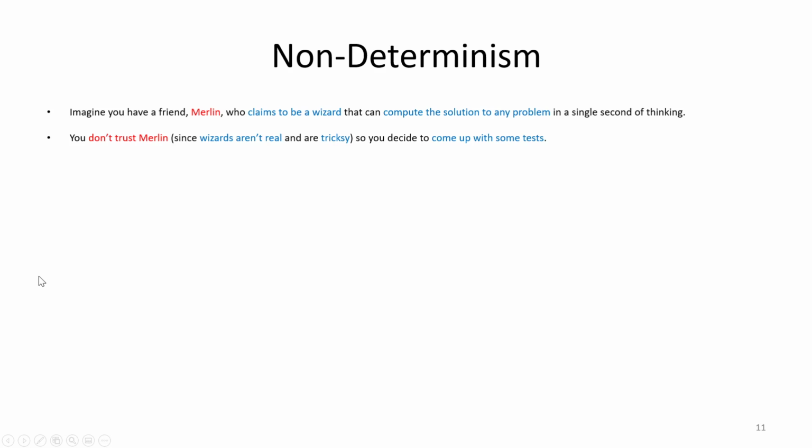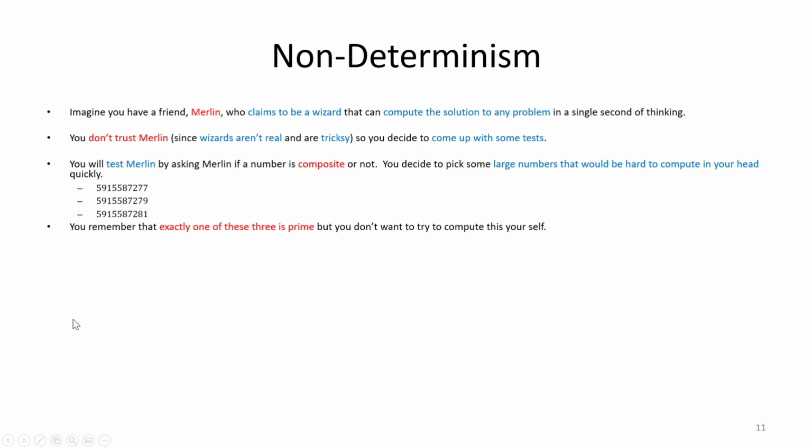Okay, but of course we don't trust Merlin. As far as we know, wizards aren't real, and if they are, they sound like tricksy kind of beings, so we probably shouldn't trust them. I'm certainly not going to trust him with computing something that my life depends on, so I'm going to test Merlin. I'm going to say, all right, Merlin, we'll believe you're a wizard if you can pass some of our tests, some of our computational tests.